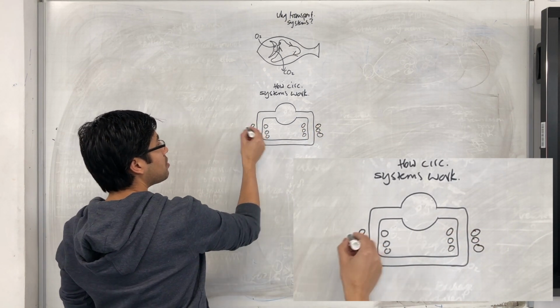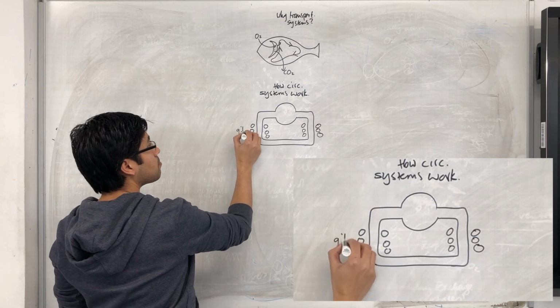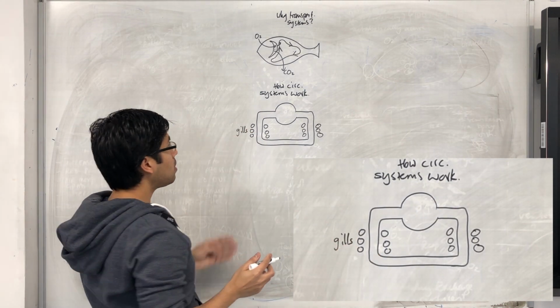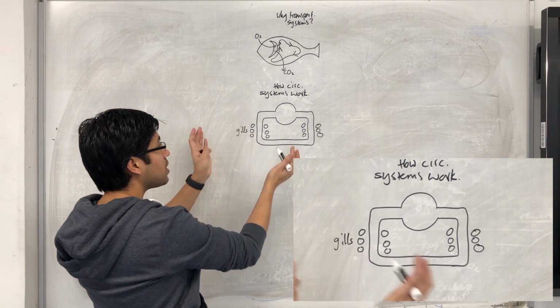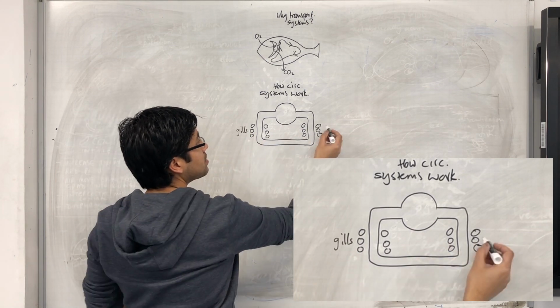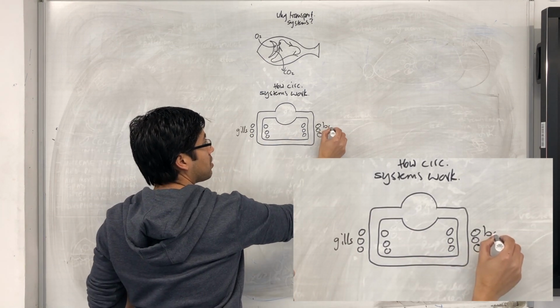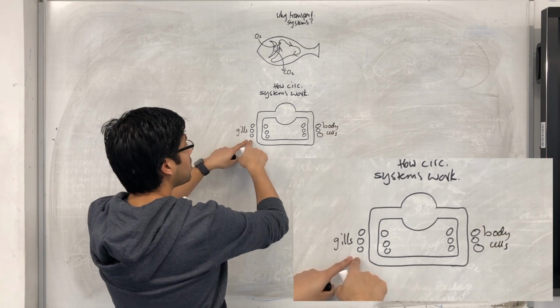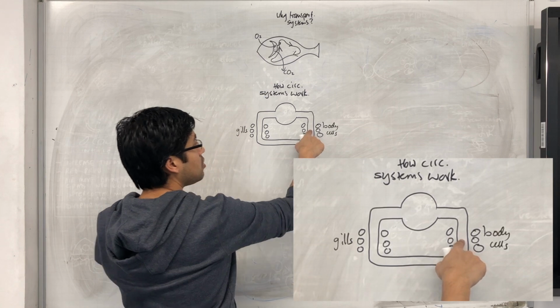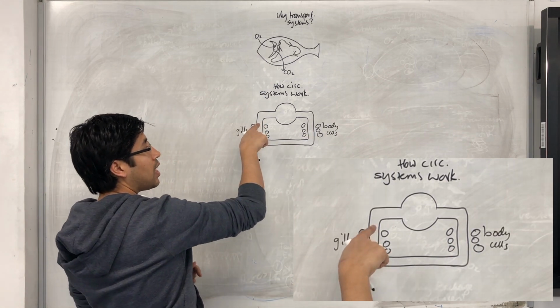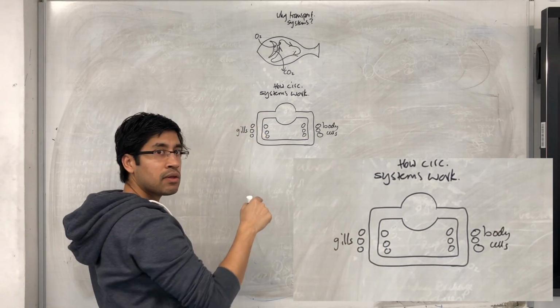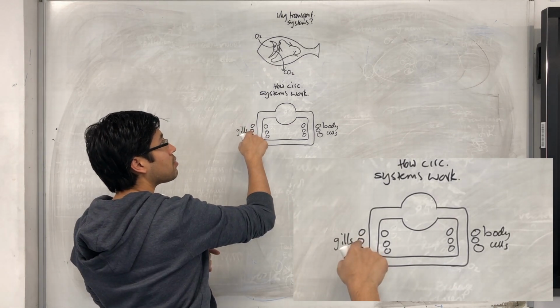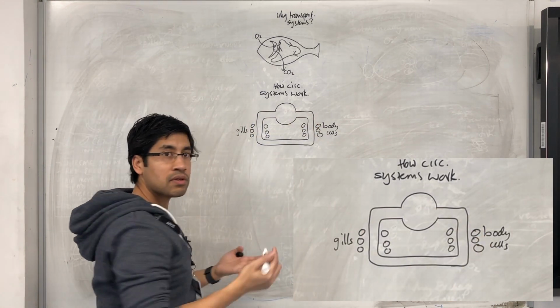So for example, this could be the cells at the gills, doing the job of the gills. And these could be the body cells, the rest of the body cells. And what we want is CO2 that's produced here to move there, and oxygen that's coming in at the gills from the water at these cells, we want it to move to the rest of the body.